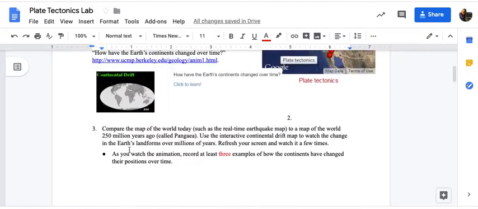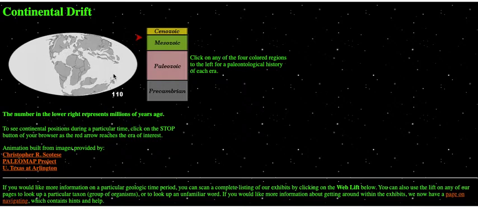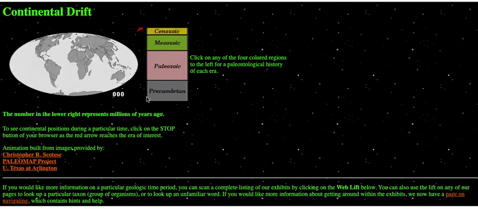So you're going to compare the map of the world today and a map of the world 250 million years ago called Pangea. So this is the link to make that happen. As you watch the animation, record at least 3 examples of how it's changing. So the animation actually is this one, and it goes very quickly. It goes all the way from pre-Cambrian to the Cenozoic very quickly.